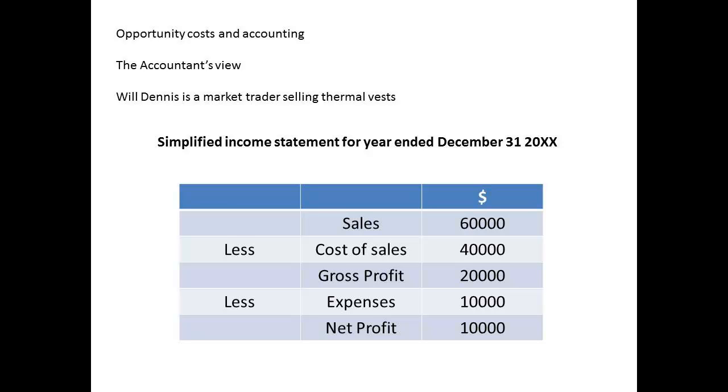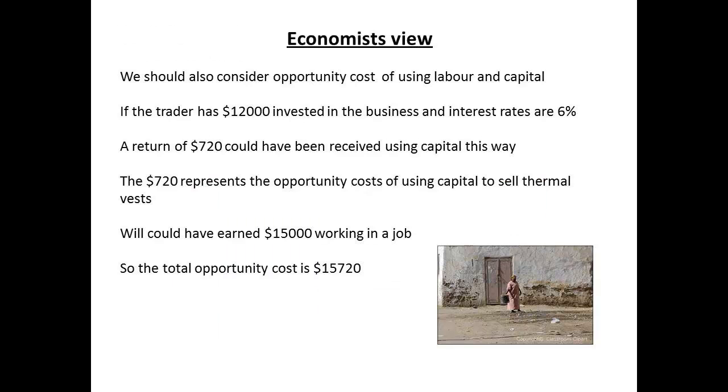Here is an accountant's view of a market trader's performance over a year. Sales of $60,000 are made. The cost of sales is taken to be $40,000, giving a gross profit of $20,000. Expenses are then subtracted from gross profit to give net profit. Subtracting $10,000 of expenses gives a net profit of $10,000.